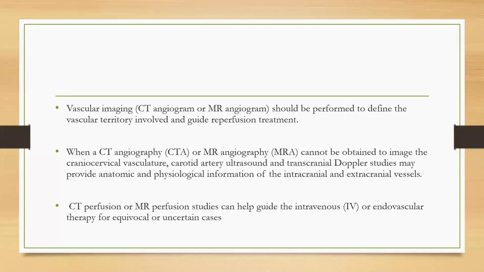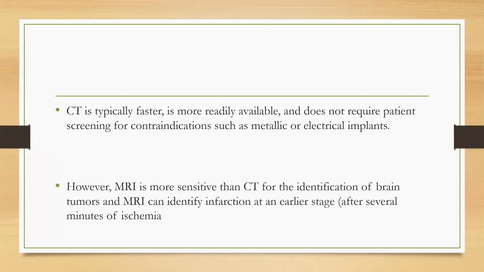Now, the vascular imaging such as CT angio, MR angio should be performed to define vascular territory involved and guide reperfusion treatment. When CT angio or MR angio cannot be obtained to image craniocervical vasculature, carotid artery ultrasound and transcranial Doppler studies may provide anatomical and physiological information of intracranial and extracranial vessels. CT perfusion and MR perfusion studies can help guide intravenous or endovascular therapy for equivocal or uncertain cases.